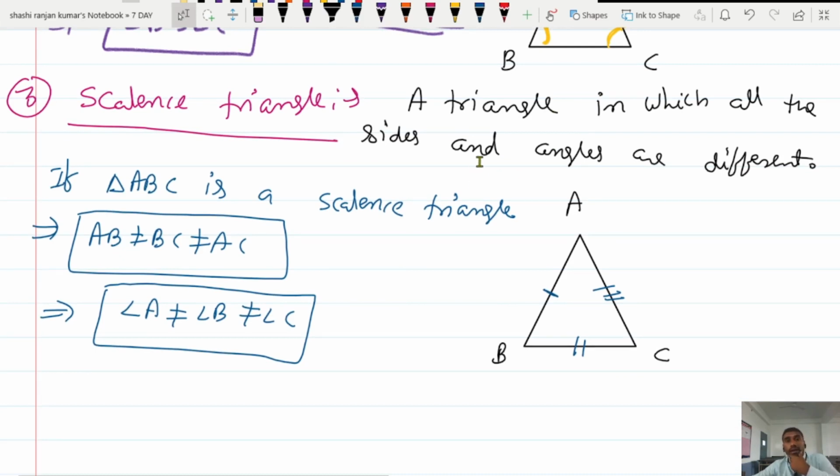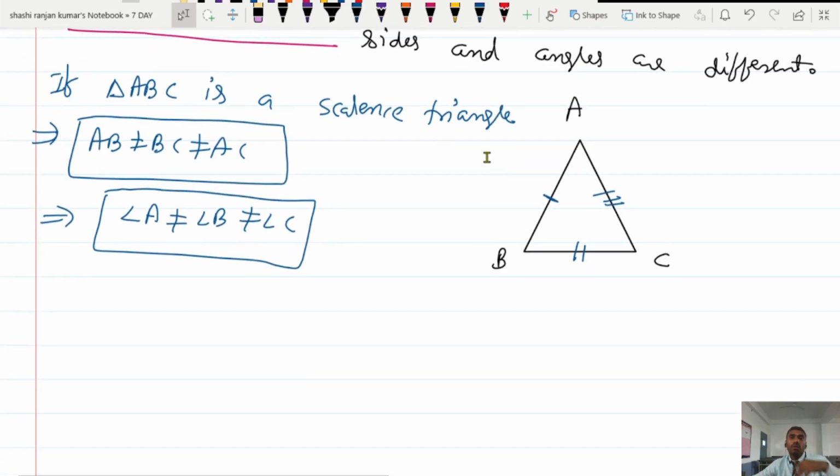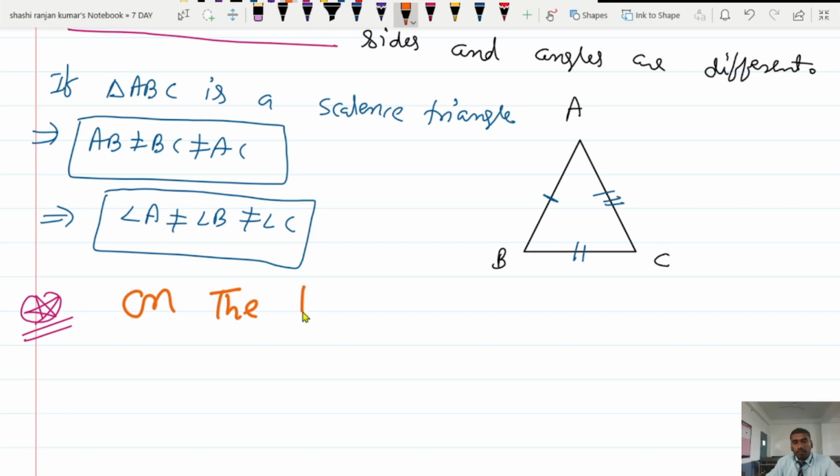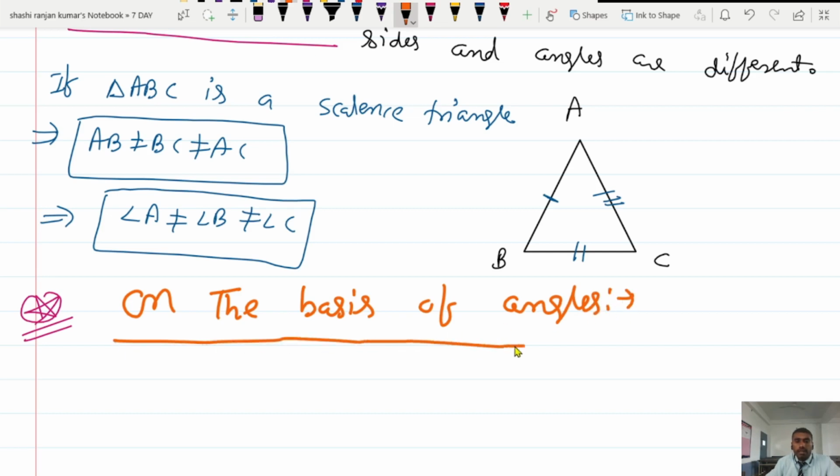Now the three types of triangle on the basis of angles. So let us discuss that now. On the basis of angles there are again three types. So let us continue.